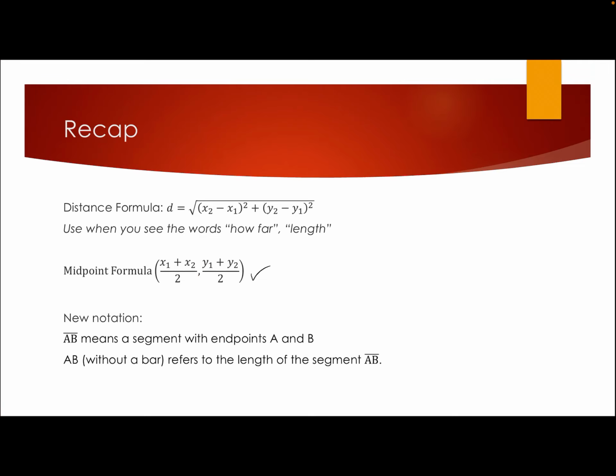We have our midpoint formula, and the new notation that we learned is when you see 2 letters with a bar above them, it means a segment that has those 2 letters as endpoints. And if you see those 2 letters without the bar, it means that that is the length of the segment.